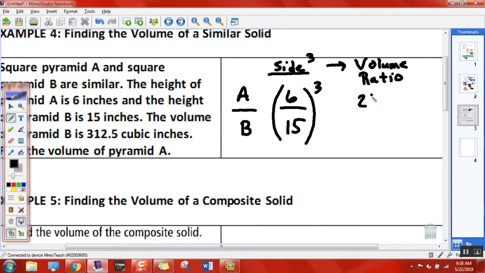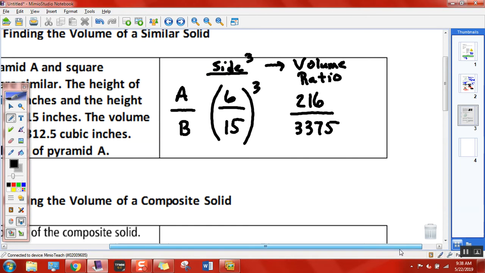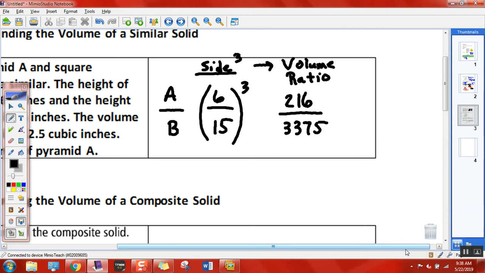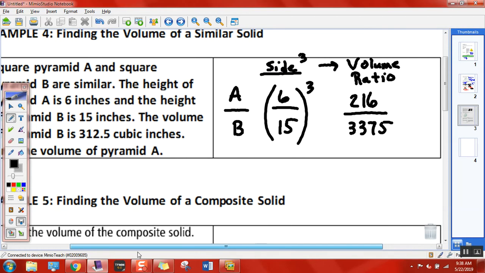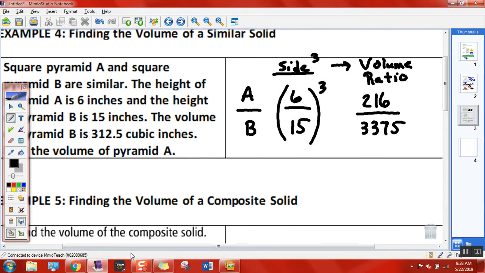Is that right? Ah, boy, don't test me on 15 to the third, but is that 3,125? 3,375? Close. Guys, it means for every 216 cubic units I throw into pyramid A, how many am I throwing into pyramid B? Okay. However, the problem simply says you have to find the volume of A, given that the volume of pyramid B is what?